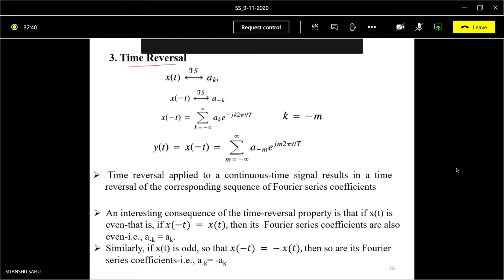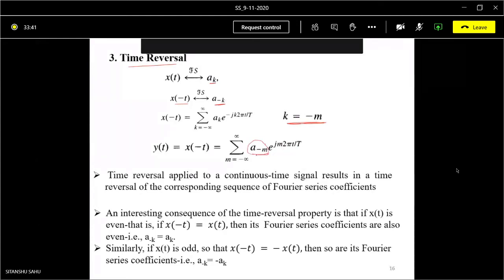Then time reversal. This is another property of the Fourier series. It says that if x of t gives me ak, then x of minus t, which is nothing but the folding operation or time reversal, gives me a of minus k. You can look into this expression: x of minus t is summation k equal to minus infinity to infinity ak e to the power minus j k 2 pi t by T. And if I take k equal to minus m, the summation goes from m equal to minus infinity to infinity a of minus m into e to the power j m 2 pi t by T.